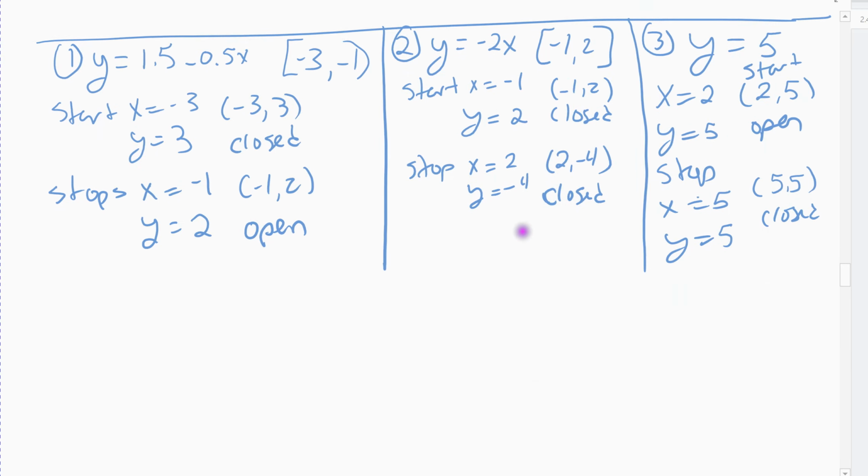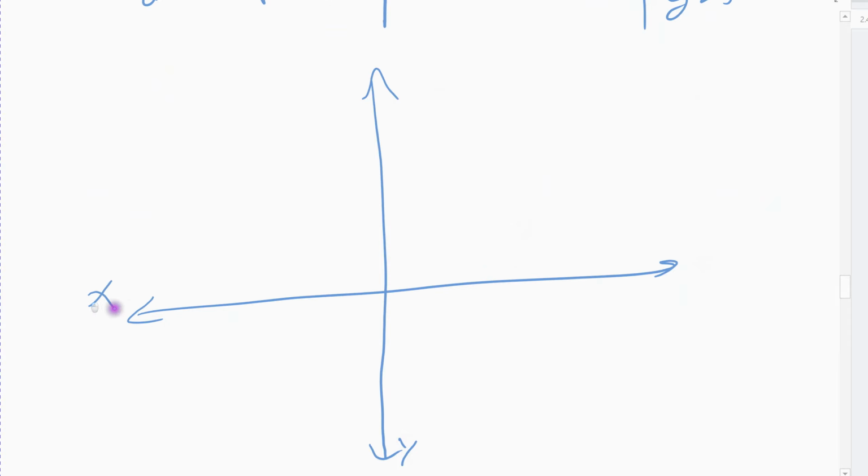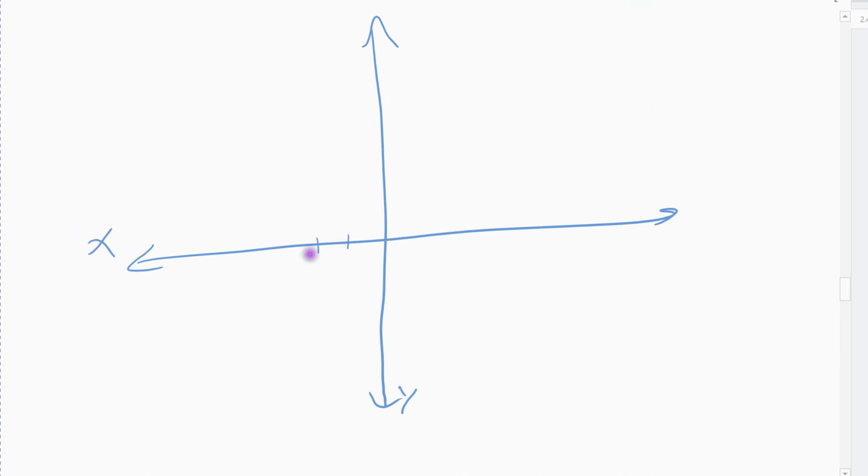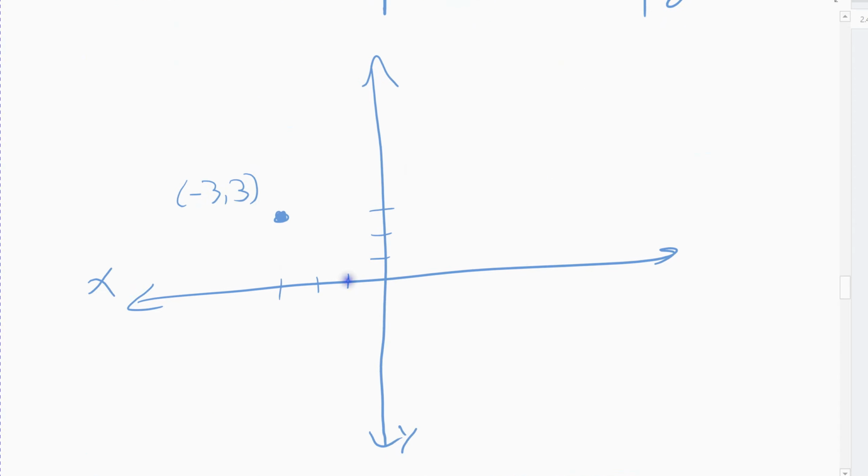And then I just go ahead and graph it. Alright, so the first piece. There's my y-axis, and there's my x-axis. Alright, so the first piece is between -3, 3, so -3, 1, 2, 3, +3, closed. So -3, 3, stops at -1, 2, so -1, +2, but that was an open point. -1, 2, open point. Connect the dots. So it's just a very small segment.